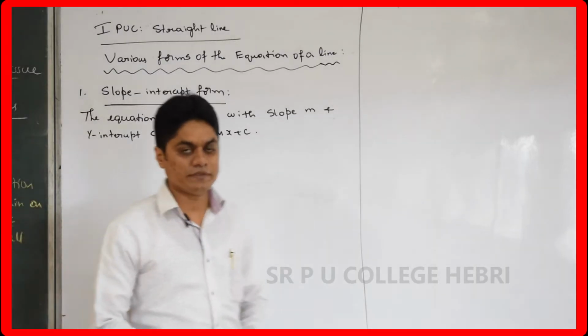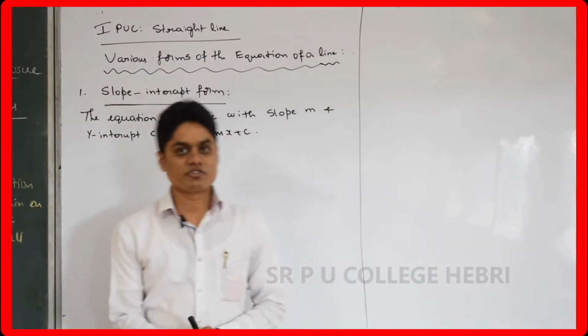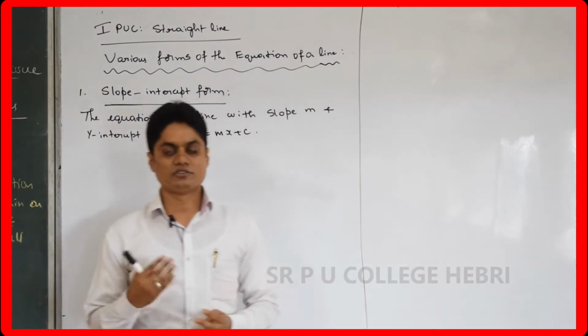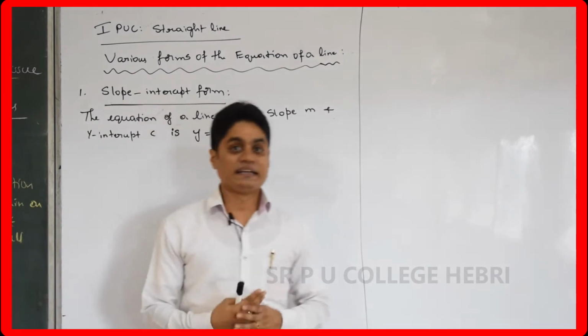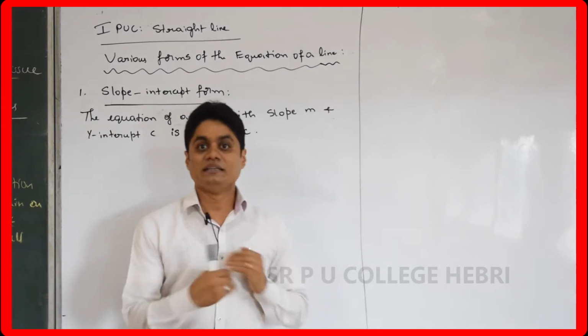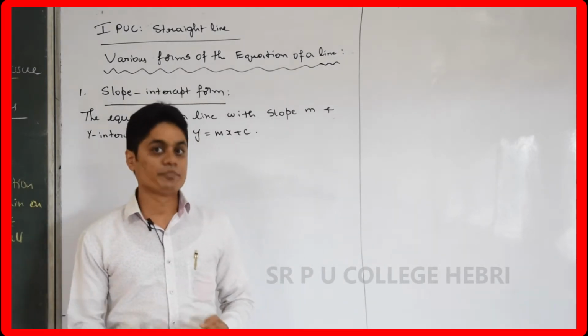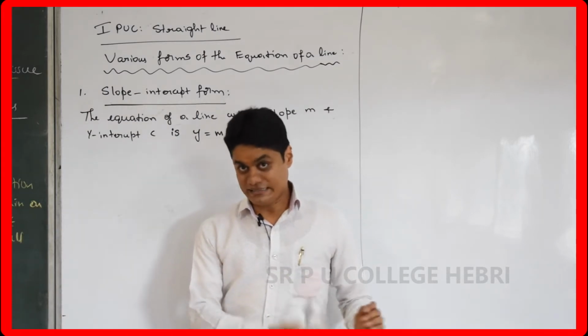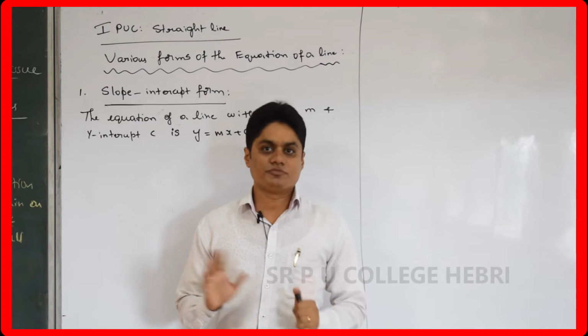I hope everyone is fine. In the last class we learned the introduction part of straight line. Maybe you remember, in that we learned the slope of a line joining 2 points, the angle between two straight lines, right? The parallel lines, perpendicular line, horizontal line, vertical line, and everything we learned in the introduction part, as well as we solved one exercise problem. So maybe remember.